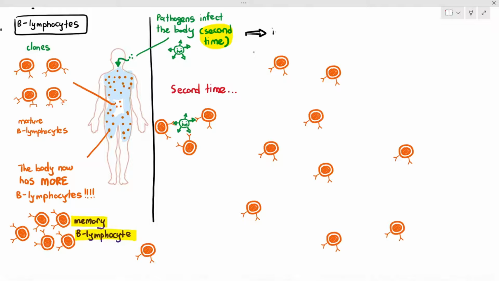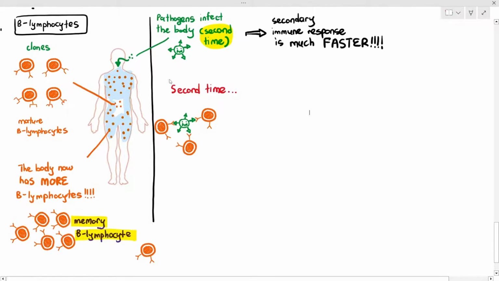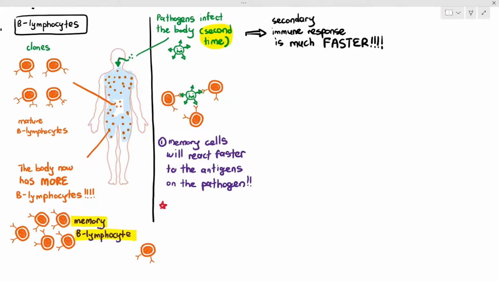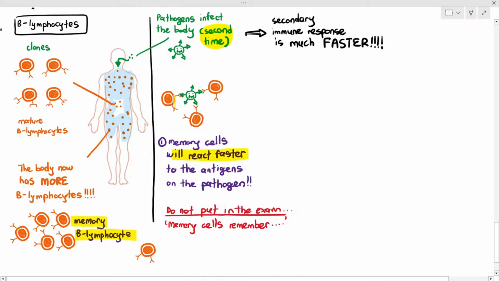When the pathogens infect your body for the second time, the same type of pathogens, by the way, your secondary immune response is much faster because you are responding to the same type of antigen for the second time. And the reason why it's faster is due to the memory cells. So if a question asks you, what is the function of memory cells? Do not say that they remember the infection. You have to say that it produces a faster immune response in the future if the same type of pathogen infects the body. So the pathogen doesn't have time to cause an infection and increase its number inside your body.